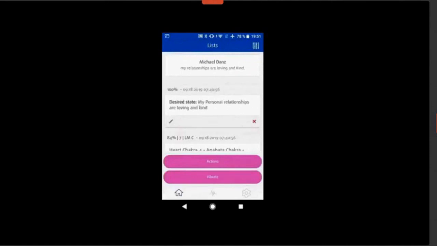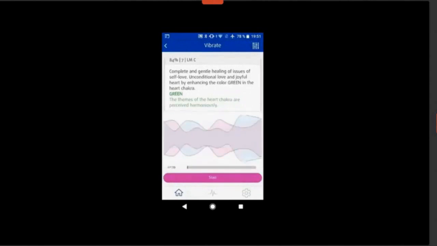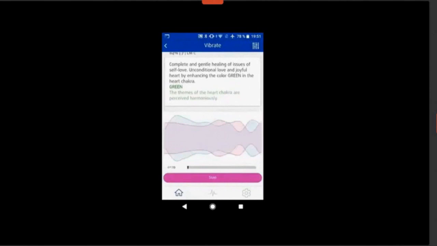You see, desired state, my personal relationships are loving and kind, with a relevance of 100%. Why? Because Healy resonance assumes that you really mean it. And this is what you mean. Therefore, it is a manual list entry, and therefore it has 100%. And now we come to what we call vibrate, because now not only the results which have been analyzed in my information field, but also what I have written in manually is now being vibrated into my field for 1 minute and 20 seconds.